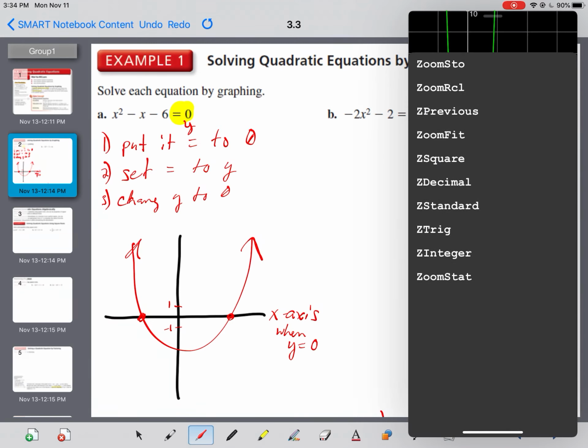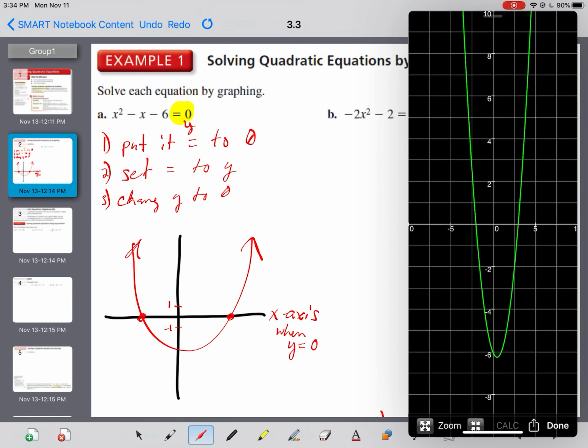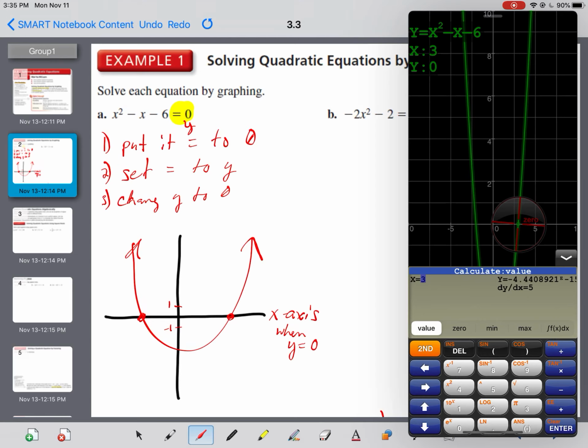Okay. I'm going to go to my zoom and I'm going to push zoom standard so it puts it back in. Now what we need to do is calculate something. So I got to click the line. This one's nice because it's touchscreen and I can just touch where the zeros are. You will have to go to calc, which is a second function. Now you see value, zero, min, max, whatever. You're going to calculate a zero, and then it's going to ask you some questions: left boundary, right boundary. So you want to go to the left somewhere.